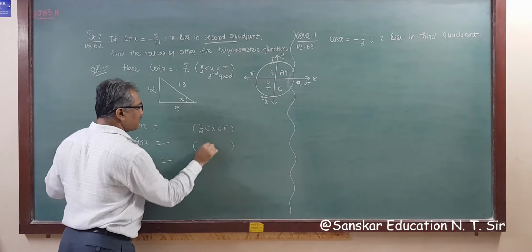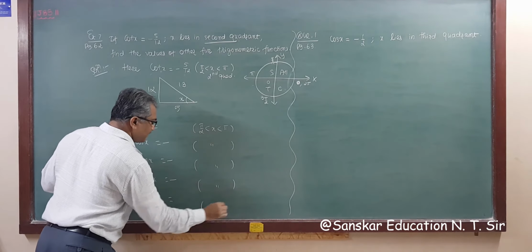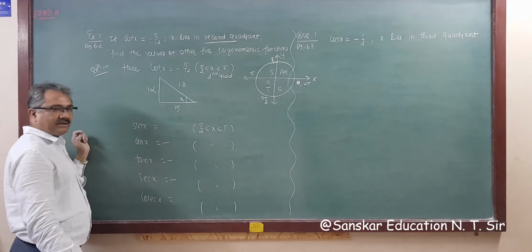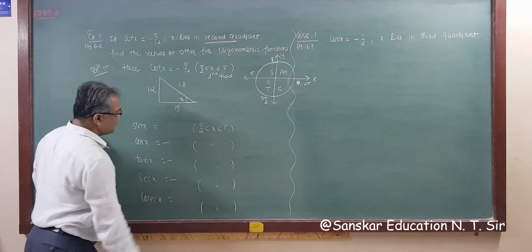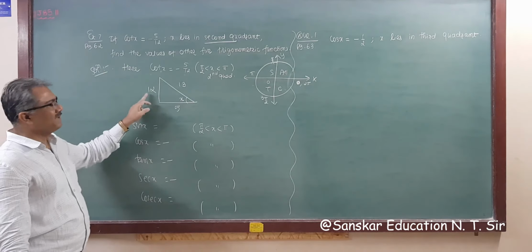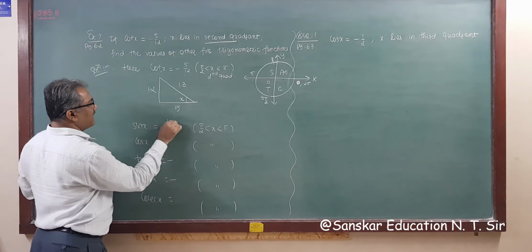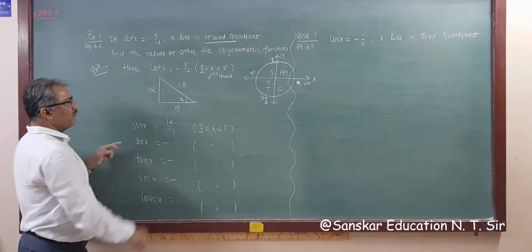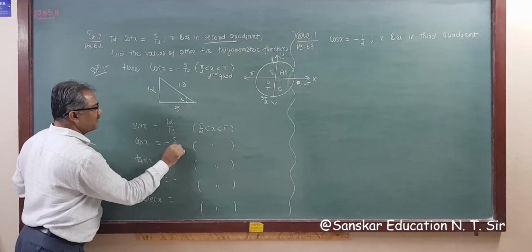So you can write this also here, right? You have to write this similar notation. Write down pi/2 less than x less than pi. Now sin x means opposite upon hypotenuse, that is 12 by 13. Now cos x, adjacent upon hypotenuse, that is 5 by 13.